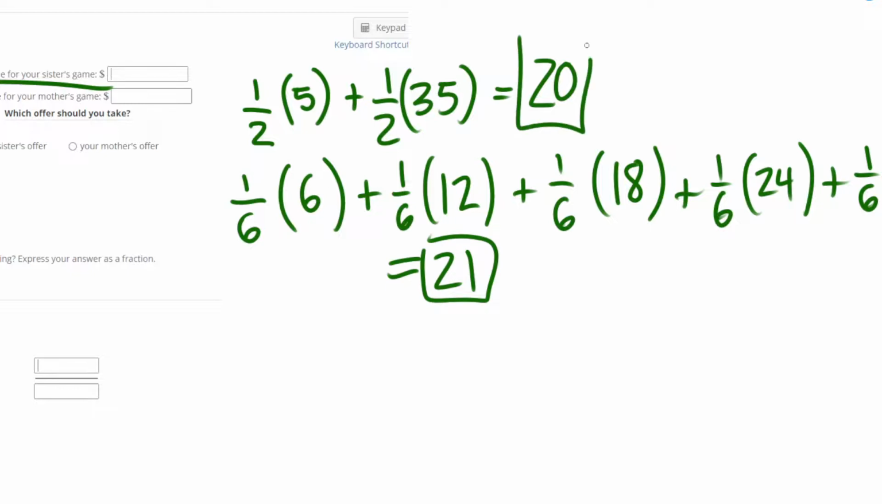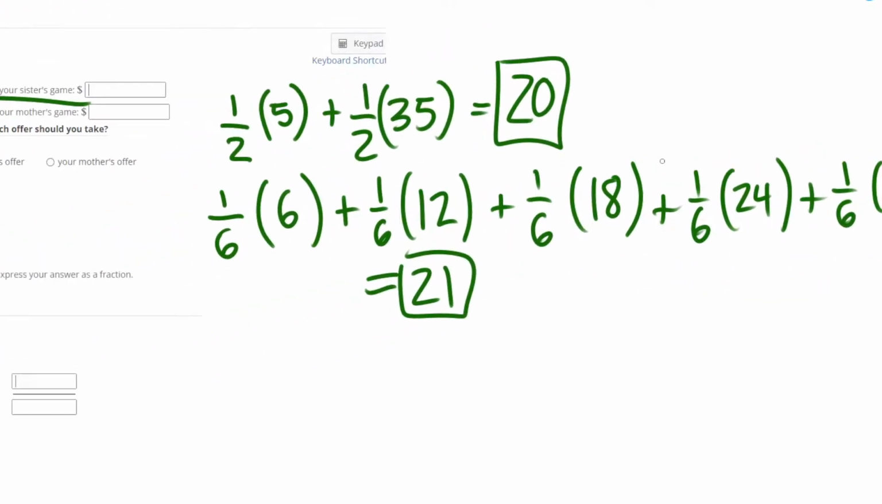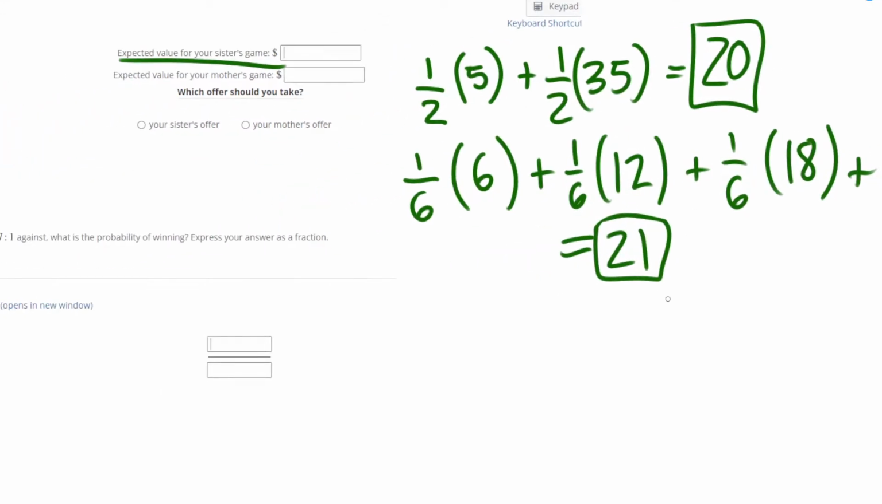So when we look at this, we know that $20 is not an option for us to win in our sister's game, and $21 is not an option for us to win in our mom's game. However, this is basically saying this is the amount that you on average are going to get. It's kind of a hard concept to understand, but it's basically just saying this is the average, even though it's not an option. So the expected value for our sister's game is $20, and the expected value for our mom's game is 21.